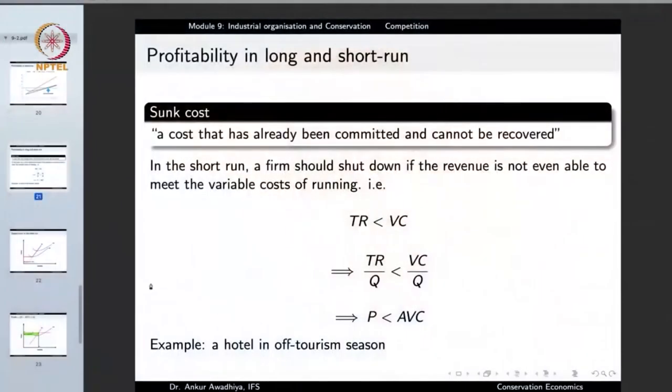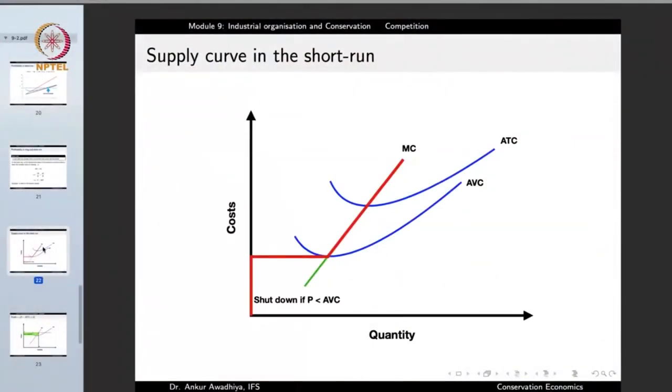And so in the short run, the supply curve will look like this. So if this is the average total cost, if this is the average variable cost, then above the minimum of the AVC, we should have the MC or the marginal cost, which gives the supply curve. But below the average variable cost, the firm should shut operations. So if P is less than average variable cost, there should be no supply at all. The firm should completely shut down.